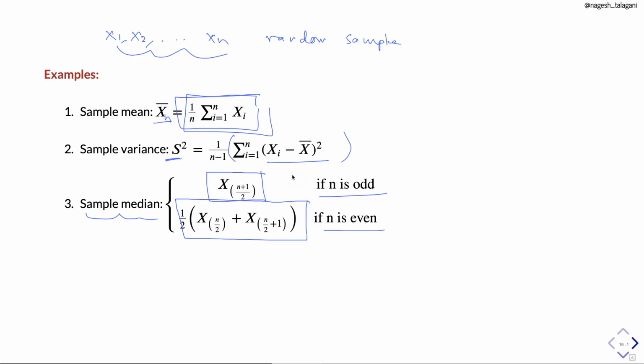Next example, sample range. Highest order statistic minus lowest order statistic, that is X bracket n minus X bracket 1, is called the sample range. Each one is a function of X1, X2, Xn. So the whole thing is going to be a function of X1, X2, Xn. So this is an example of a statistic for the population. Okay, fine.